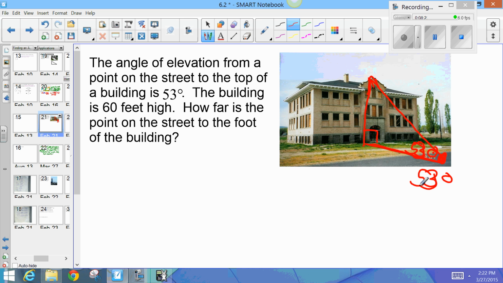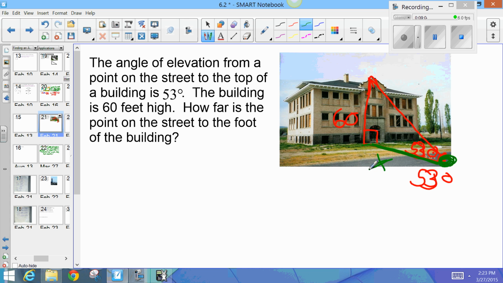That's 53 degrees. All right, the building is 60 feet high. How far is the point on the street to the foot of the building? So this point over here, this is where the angle is being measured from. We're talking about the measurement from that point to the building. There's my x. Okay, so we're trying to relate the angle that was given with the side that is known and the side that is unknown. So the side that is known is the opposite, and the side that is unknown is the adjacent.